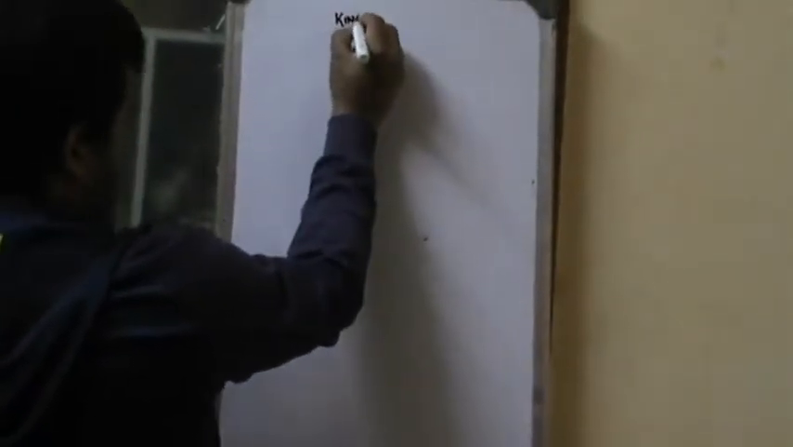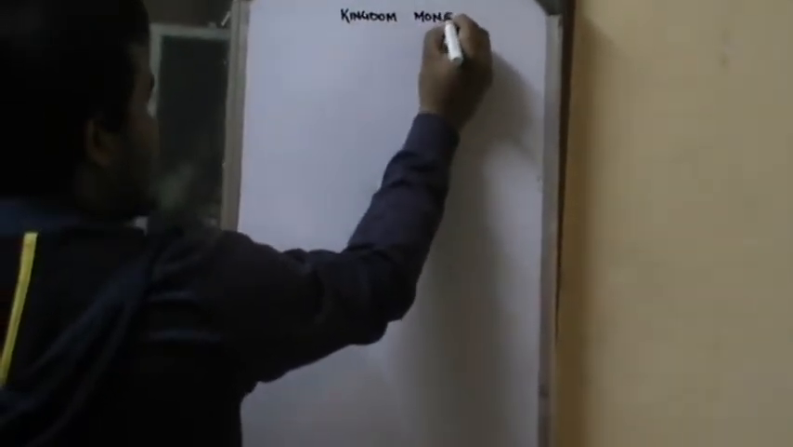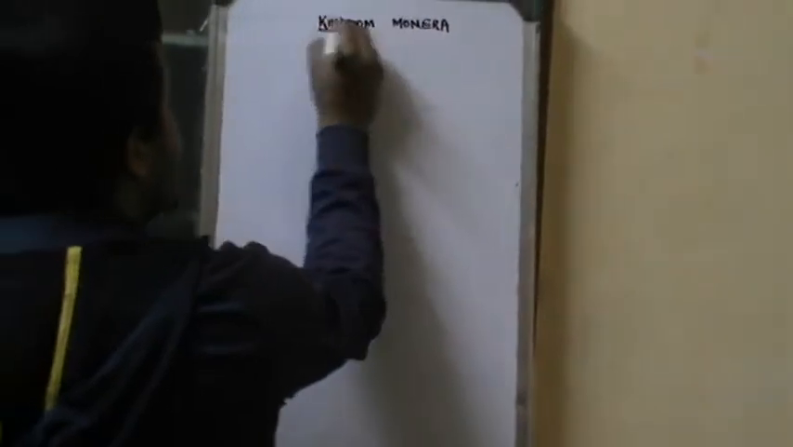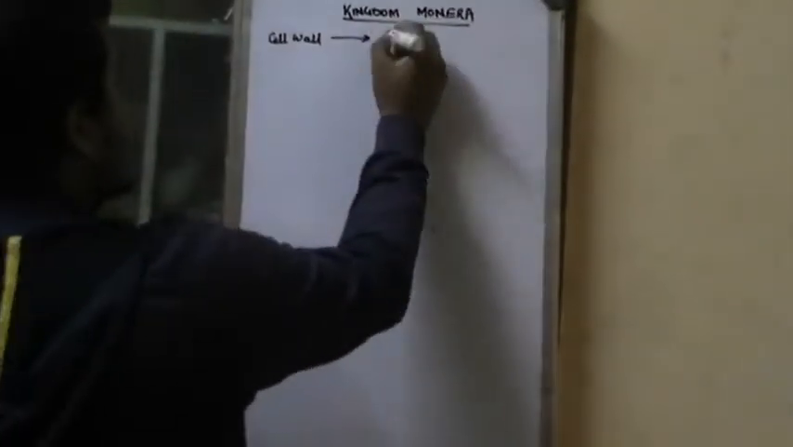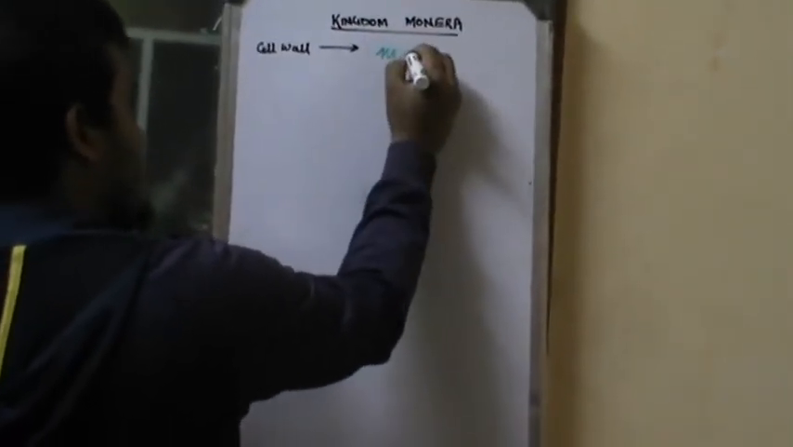Right, so here's your Kingdom Monera. Now let's discuss directly the basic classifications. Some basic characters of Kingdom Monera that you have to know. Very first, Monerans are going to be prokaryotes, right? So the basic characteristics you should know, first of all, cell wall. Okay, the cell wall of Monerans is going to be made up of murein.